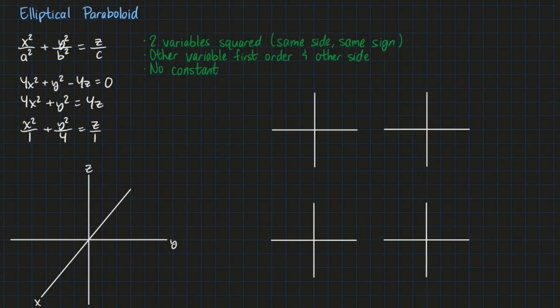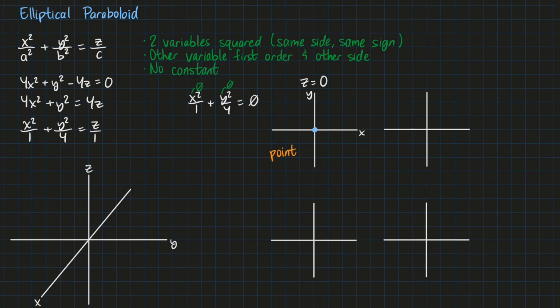Like before, we can go ahead and find the traces. So let's start with the xy trace. This is when z is set equal to 0 for the xy plane. If we cover the z term, we have x squared over 1 plus y squared over 4 equals 0. The only way this equation can be true is if both x and y also equal 0. So this means we have a point at the origin.